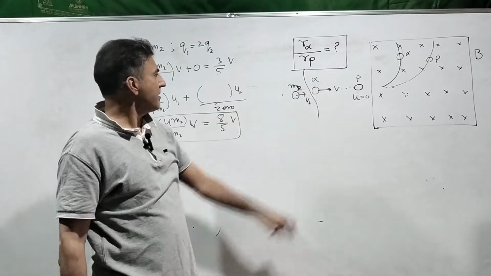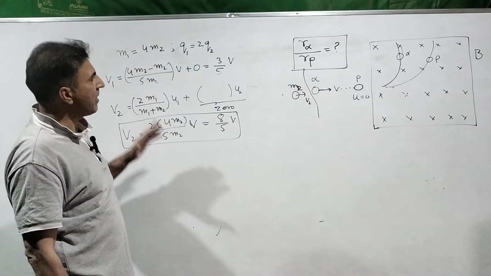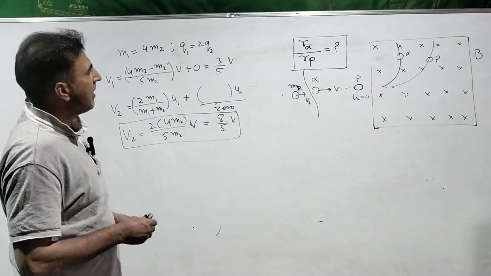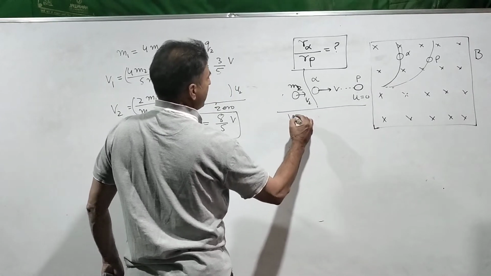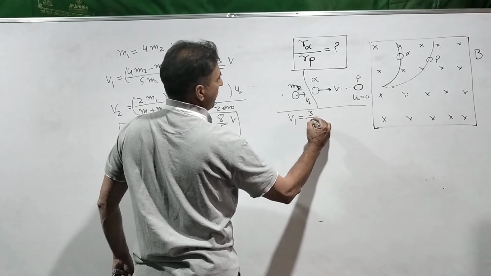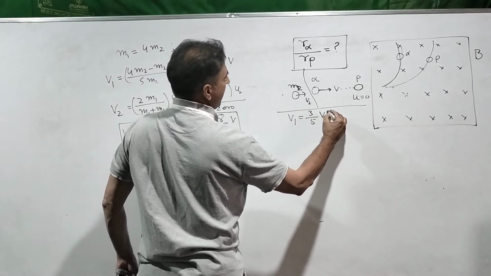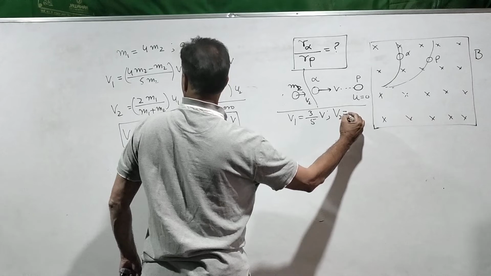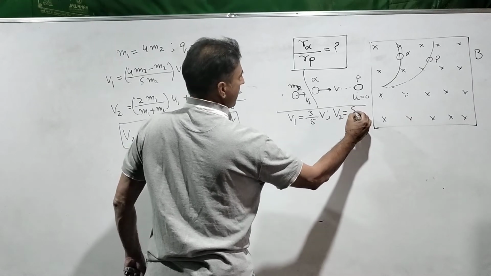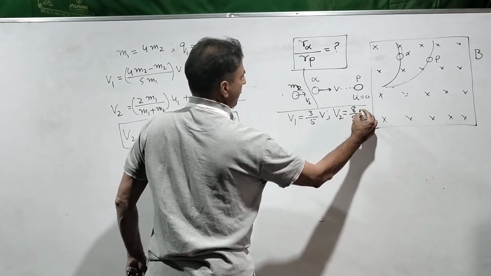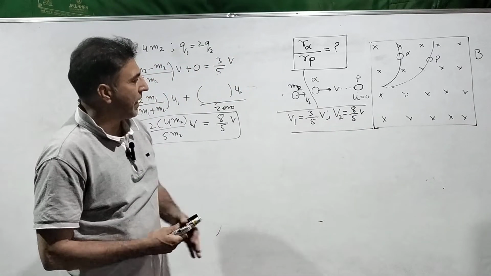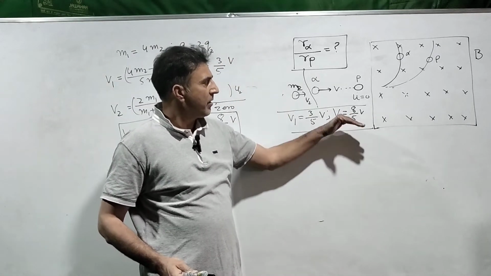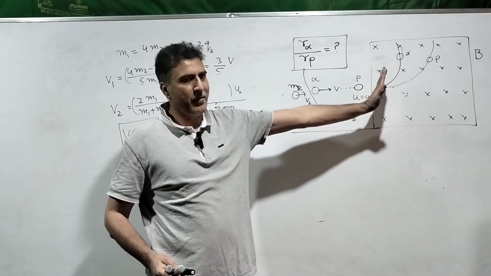This is given, right? Okay, this I must remember before I rub it off, so I should write it here. V1 is equal to 3 by 5 V, and V2 is equal to 8 by 5 V. These are the two velocities with which the proton and alpha particle enter into the field.